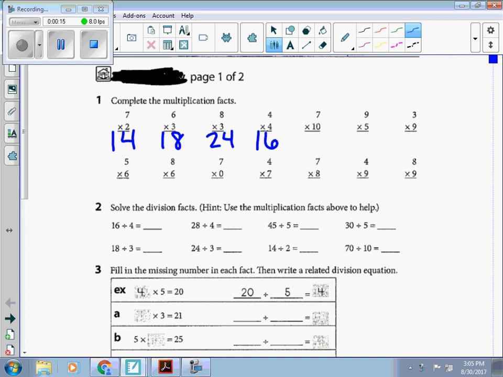7 times 10 is 70. 9 times 5 is 45. And 3 times 9 is 27.